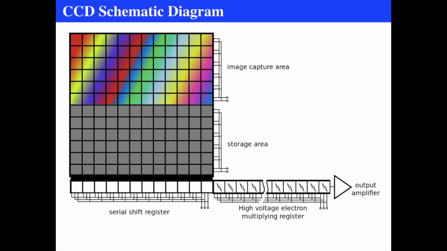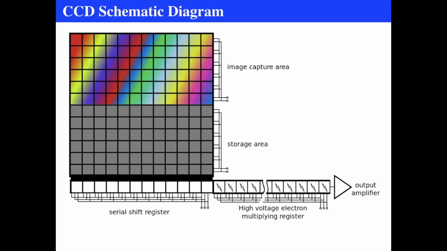The image capture area is on the top, and the actual size and arrangement of a CCD doesn't have to be square, it can be rectangular. They tend to be square-ish, but some of them are rectangular. The image capture area is where the light is incident, and then all that image gets dumped across by voltage differences into the storage area, and then you serially shift them out of the storage area.